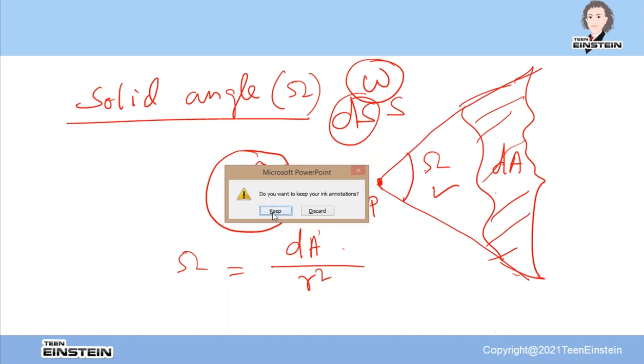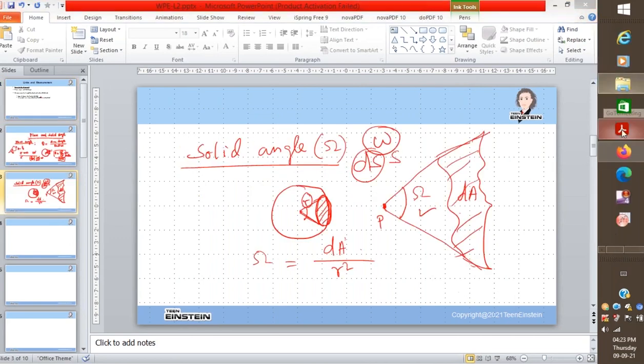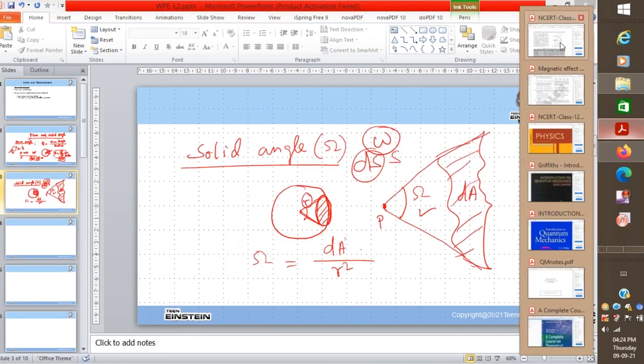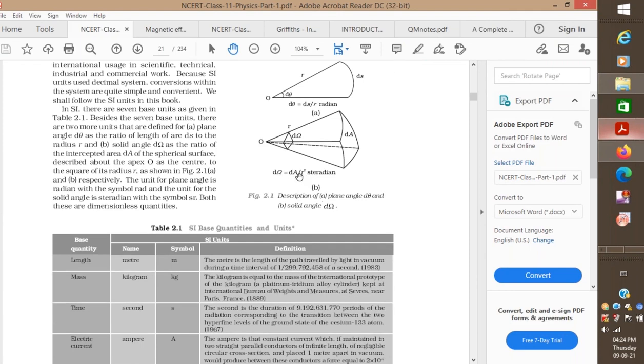Actually there is much more in the solid angle, but when you require it I'll tell you, otherwise you'll forget. In your text this much is there. I can show you in your text. Whenever concepts come up, like if we need to discuss still more, I'll discuss solid angle later. In some context, if I teach you, I'll tell you further detail.